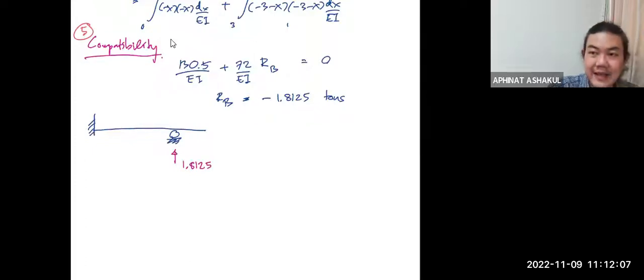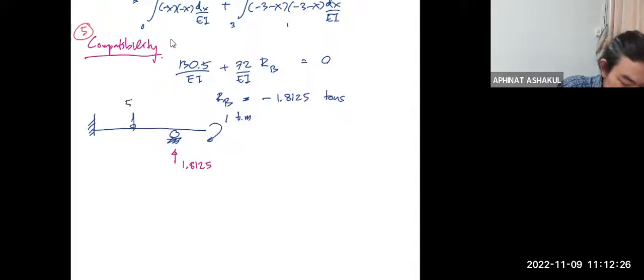And now, if you can forget about this roller, it means that you just have a cantilever beam. And you just use your basic statical knowledge to solve the reactions of the beam. 1 ton meter. Now we have 5 tons here. Okay, I want to complete this, so you should see how the shear force and bending moment diagram look like.